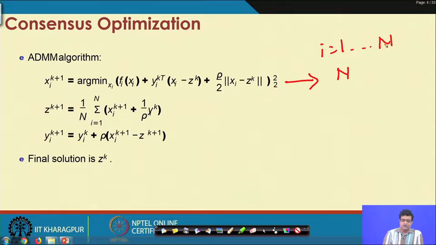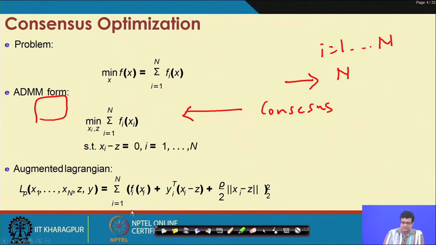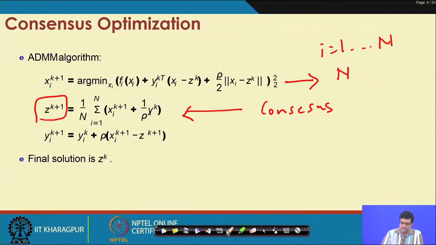Your z update, z is the consensus variable. Your z update becomes something like this, which is a closed form solution. So, remember, in the general ADMM, z k plus 1 was supposed to be an optimization problem, but it turns out that if you try to solve that optimization problem here, we can write here.